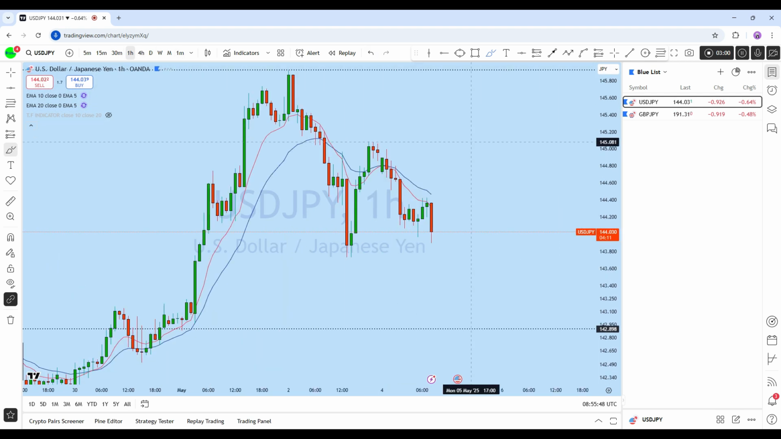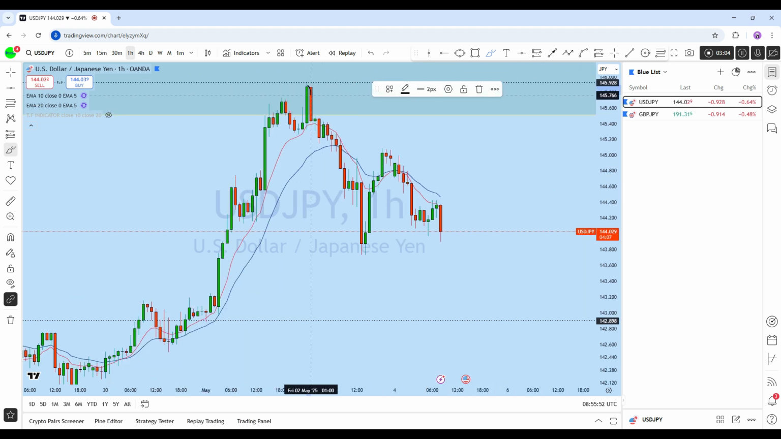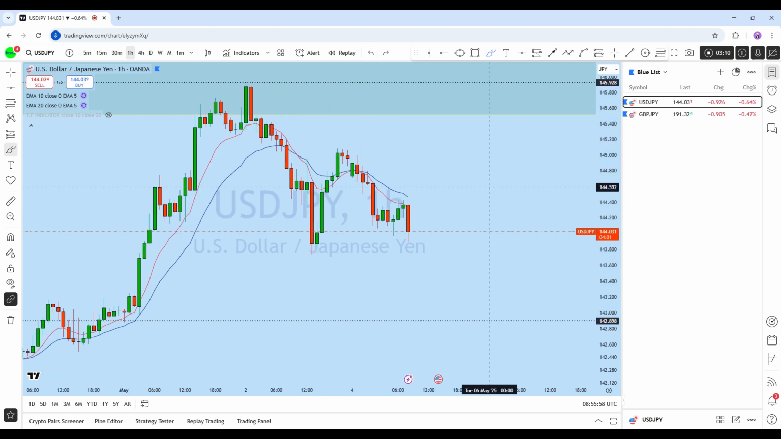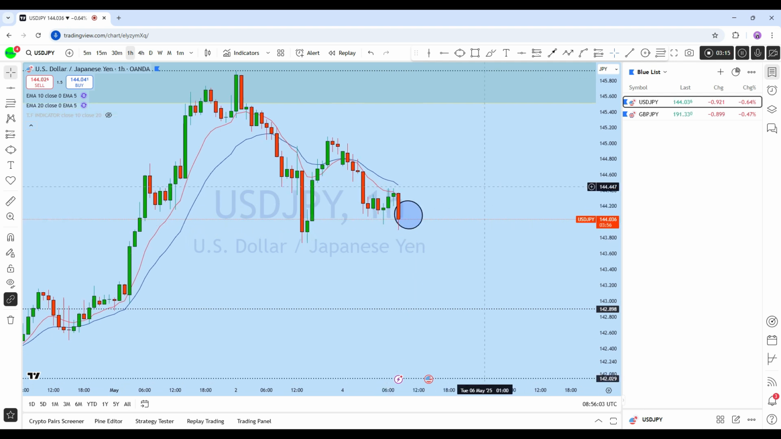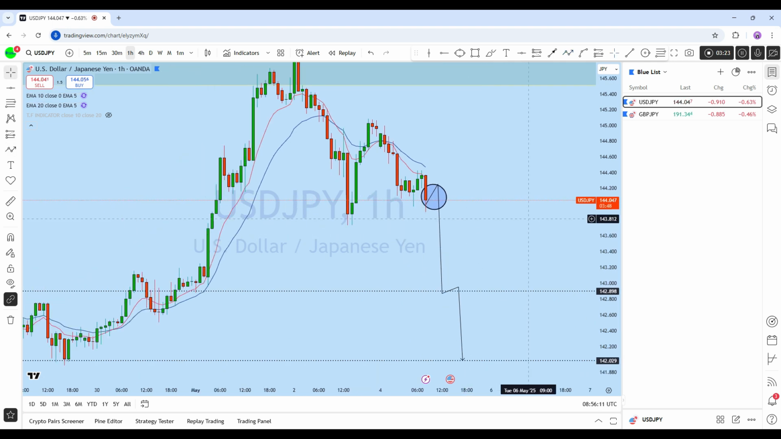So looking at potential entry from the 1 hour chart, we can see that it's in a trend. The market was forming a series of lower highs and lower lows, so this is the zone that we can look at for a potential selling opportunity once we see lower time frame price action confirmation. As soon as we find a suitable entry, we look for dollar yen to sell this market from this zone with a high probability trade setup.